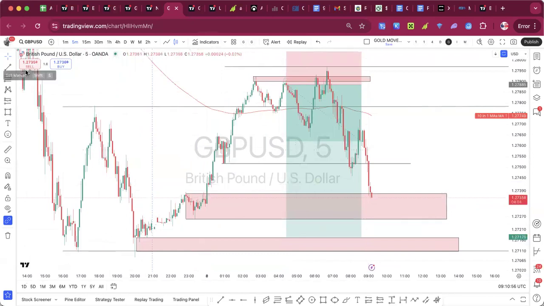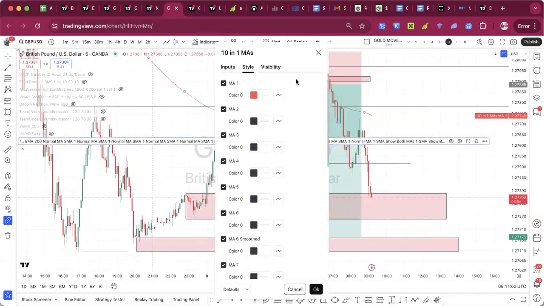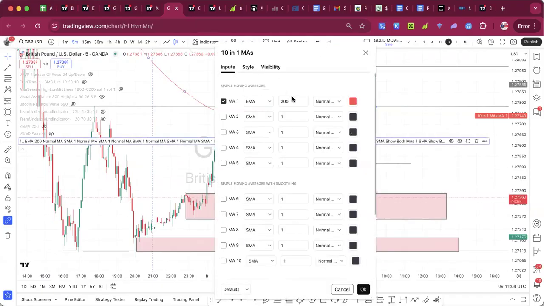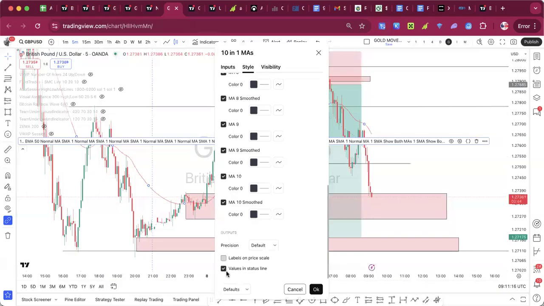Now, what you're going to do is go to the settings of the 10 in one moving average, and then you could set several, but what I recommend is to just use 50 EMA. So I'm going to change it to 50 EMA. Now, when you desire to use more than that, I will tell you how to go about that, right? So 50 EMA is added to your chart.